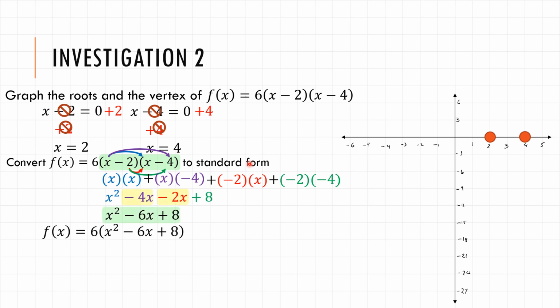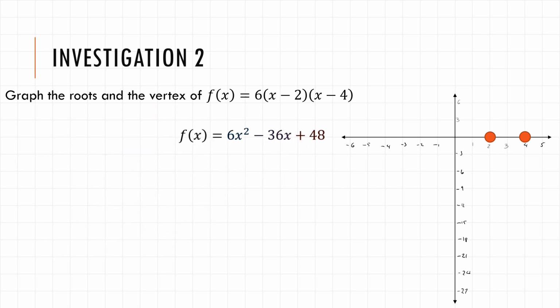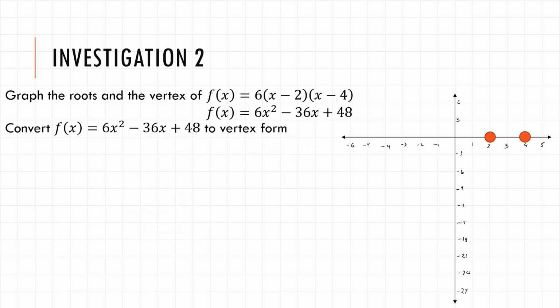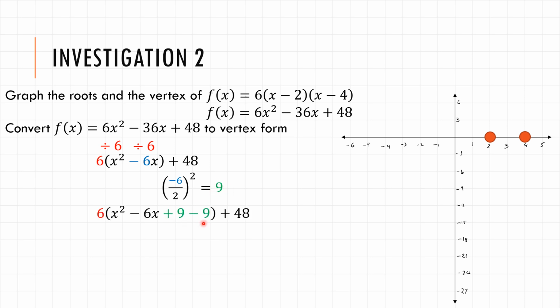Combining our like terms, and then finally distributing that a value to all three of these terms to get this function in standard form. Then to convert it into vertex form, we complete the square. So let's factor out a, take the coefficient divided by 2 and square it, add and subtract this number inside the brackets, and then move this -9 outside the brackets by multiplying it by 6 to get -54.